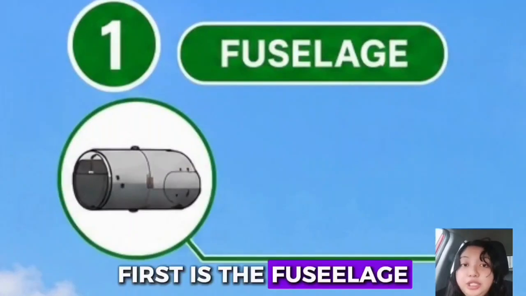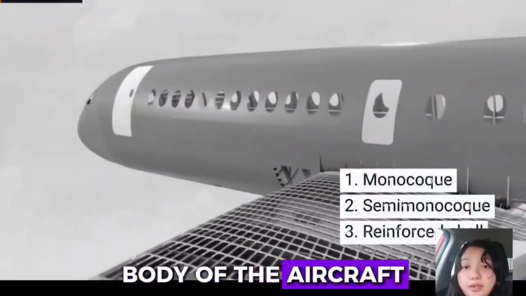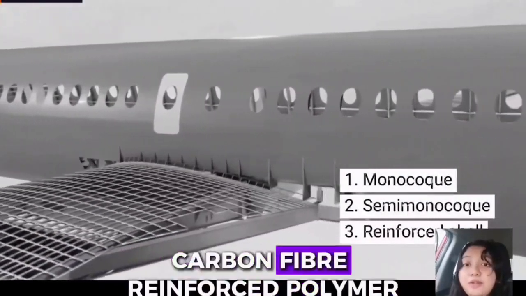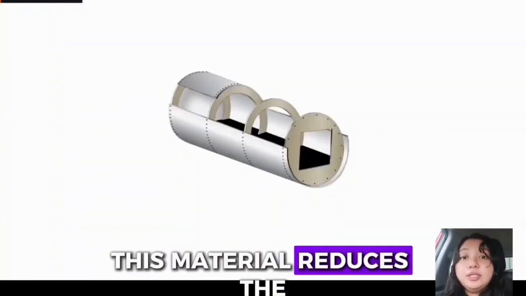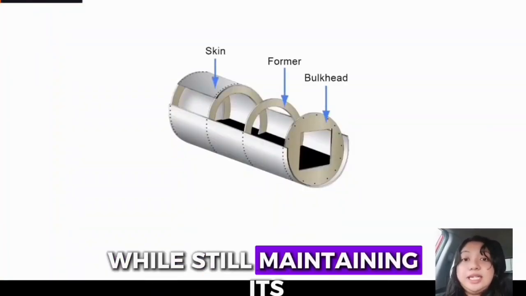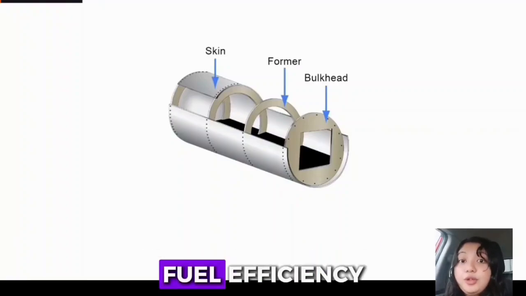First is the fuselage, which is the main body of the aircraft. It is made from carbon fiber reinforced polymer, or what we call CFRP. This material reduces the aircraft weight while still maintaining its strength, which helps to improve fuel efficiency.